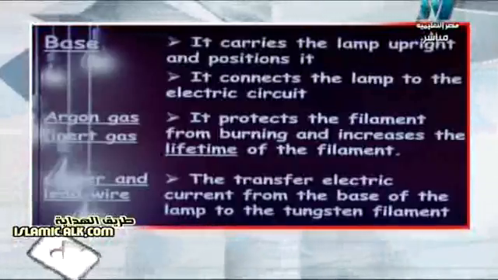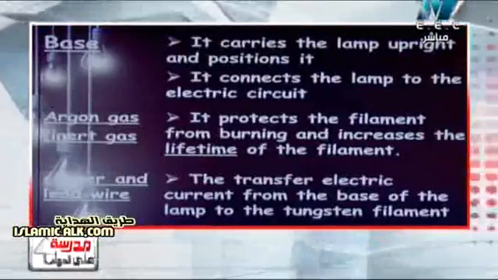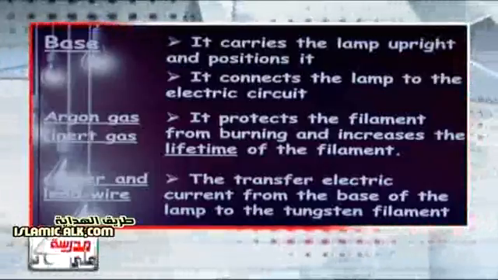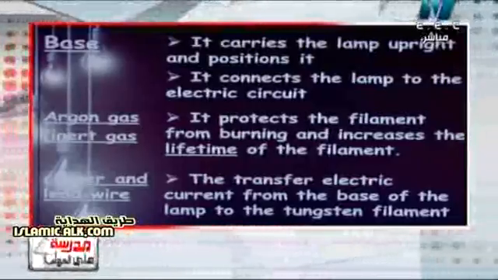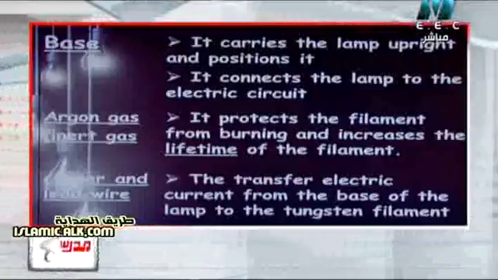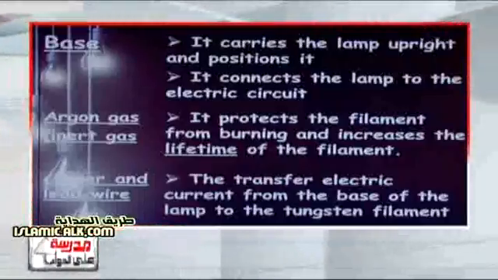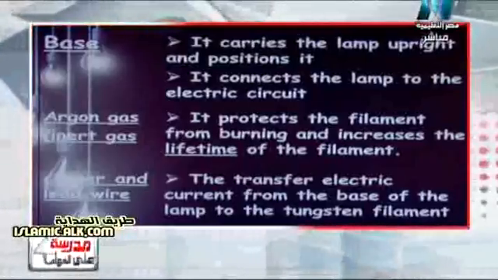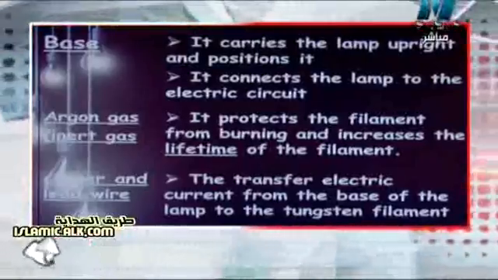So what is the function of the copper and the lead wire? The copper and lead wire, which have the V shape, ليهم كده شكل حرف ال V, هم اللي بيعملوا carry او بيشيلوا التنجستين filament. So the copper and lead wire transfer the electric current, هم بينقلوا التيار الكهربي from the base of the lamp to the tungsten filament, من البيز للفيلامنت.